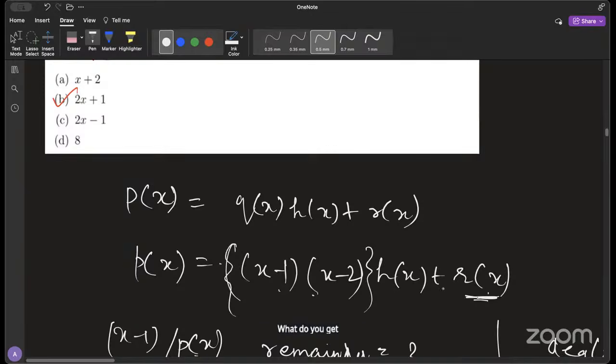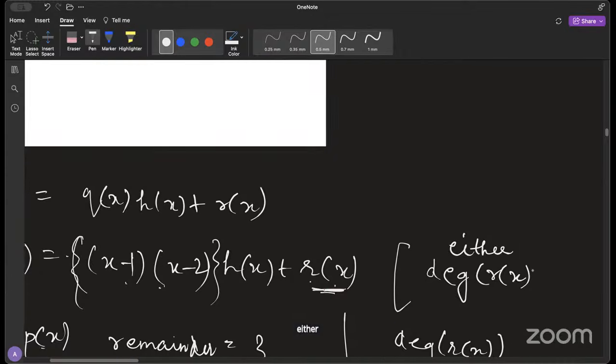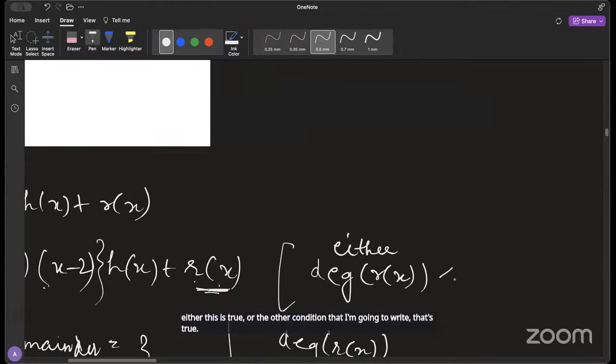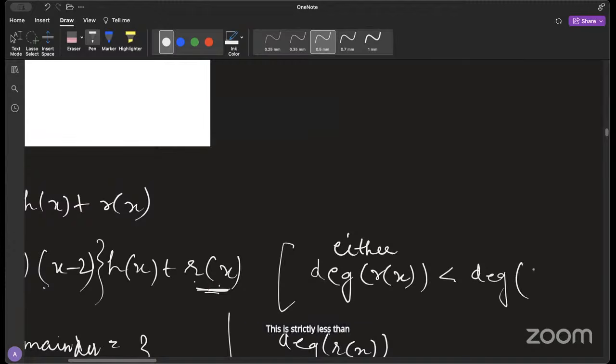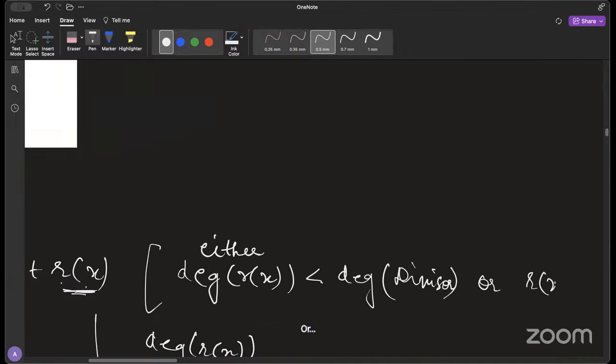This degree is 2. So the degree of Rx could be, we have discussed this over and over, that either this is true or the other condition that I'm going to write is true. The degree of Rx is strictly less than the degree of the divisor, or what can happen is that your Rx is 0. So either your Rx is 0 or its degree is less than that of the divisor.